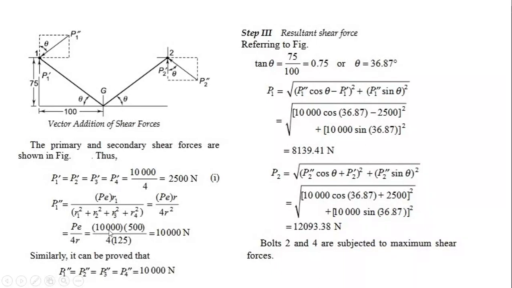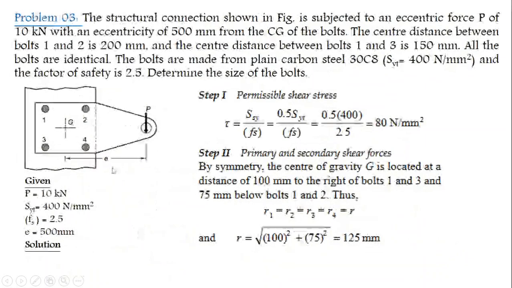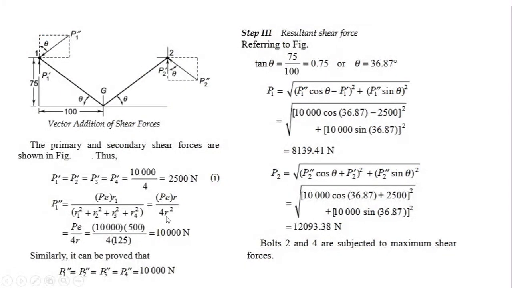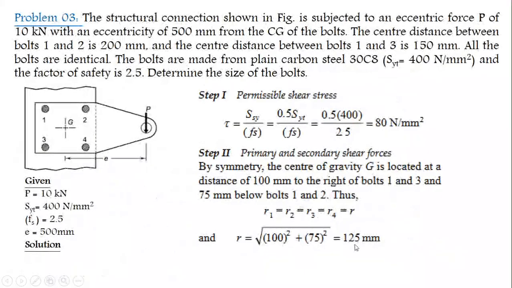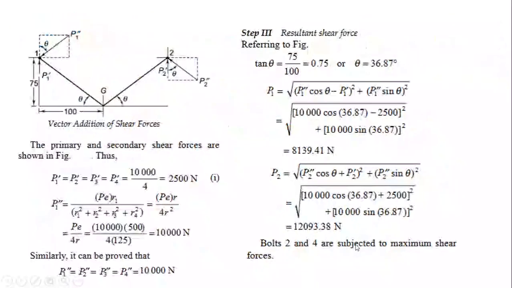Then we can apply the value of loads. P equal to 10 kilonewton, E equal to 500 millimeter, divided by 4 into R, whose value is 125 millimeter. You can apply this value in this formula, and we can get the secondary shear force. Similarly, it can be proved that P1 double dash equal to P2 double dash equal to P3 double dash equal to P4 double dash equal to 10,000 Newton. Now step 3.